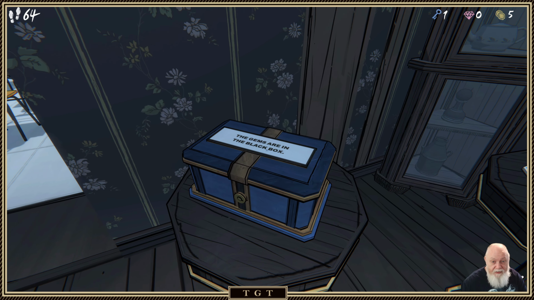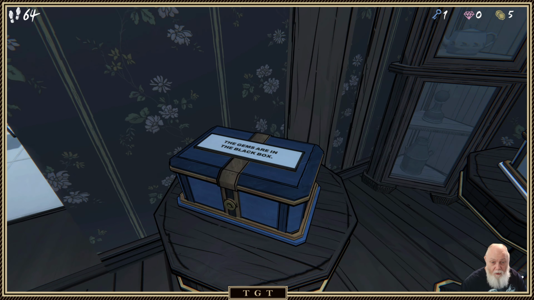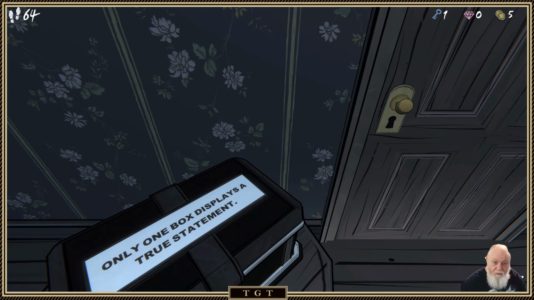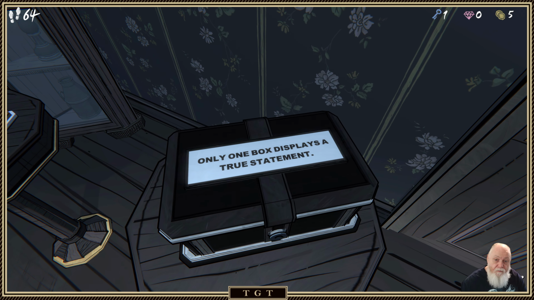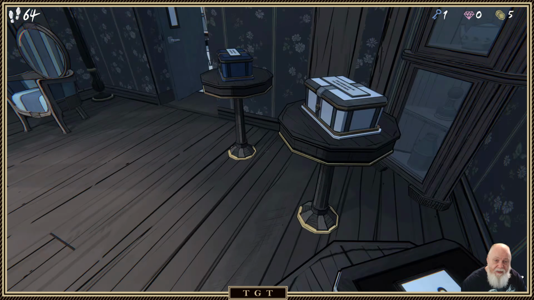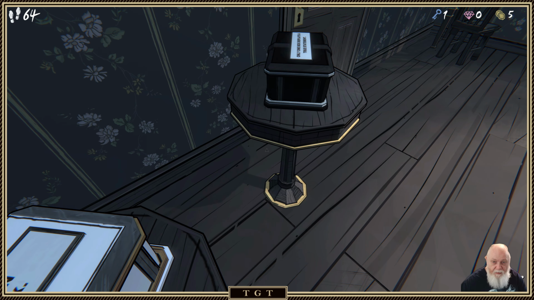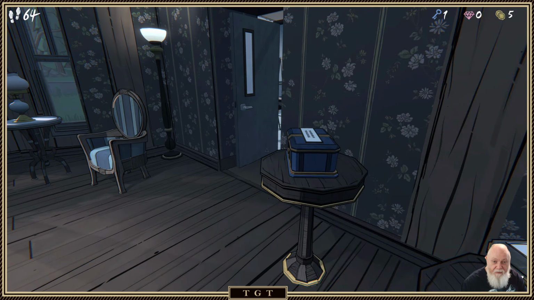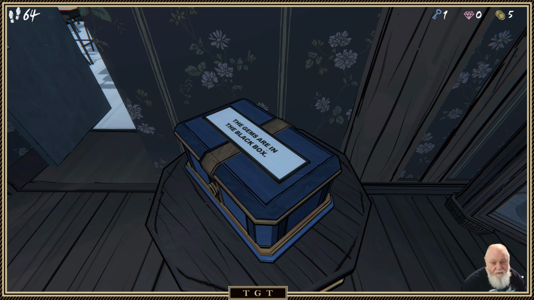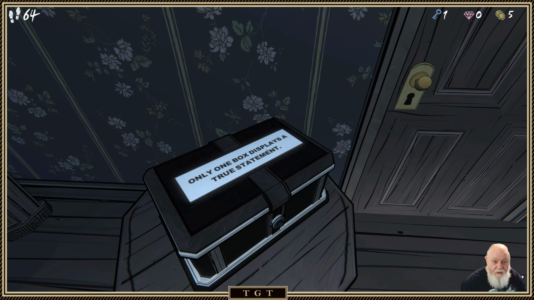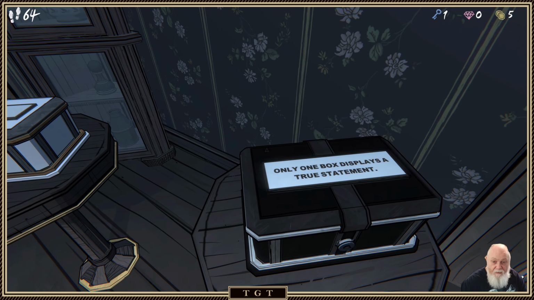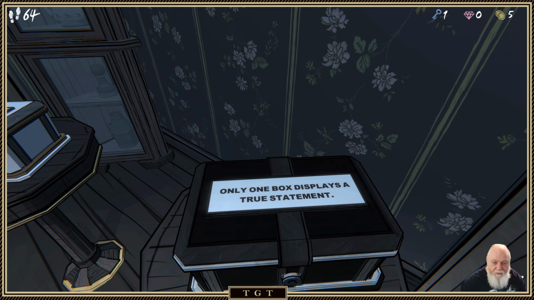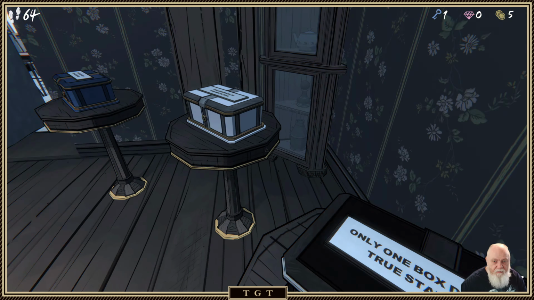The gems are in the black box. If this is false, because at least one of these has to be false, then only one box displays a true statement, and this says the gems are in the white box. Well, then if this is false, then okay.